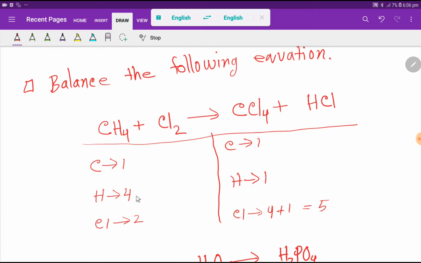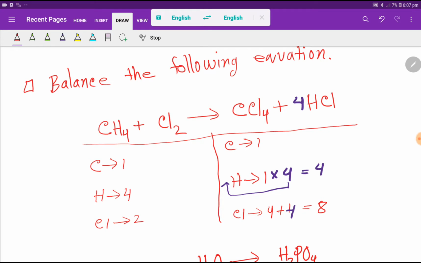Then let me balance hydrogen. Here the number of hydrogen is 4, but here 1. So to balance the hydrogen, what can I do? I can multiply here by 4, that gives me 4. If you multiply by something, that something must come before that atom. So this 4 will come before this hydrogen, and this hydrogen has come from here. So we have to place 4 as a coefficient here. If you place 4 here, the number of hydrogen will be 4. The number of chlorine will also change, right? So you have to write here 4 chlorine. So totally you are getting 8 chlorine.